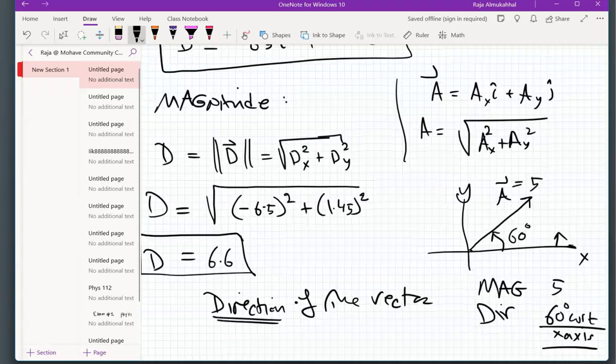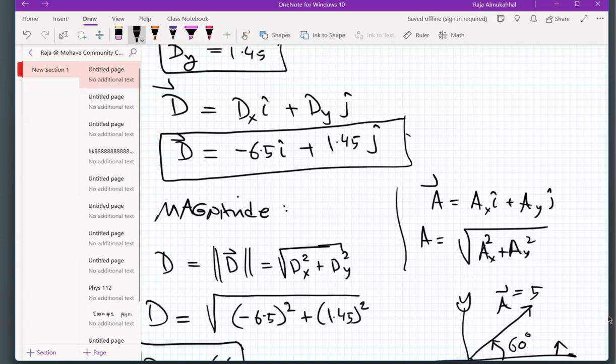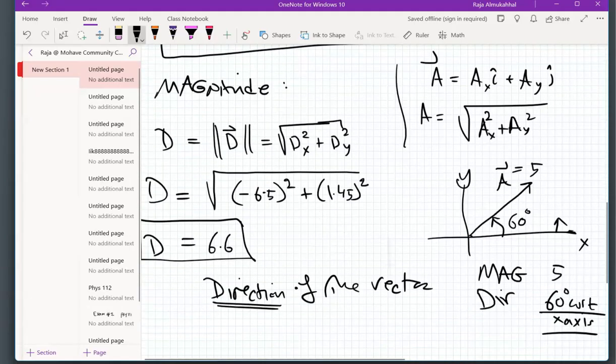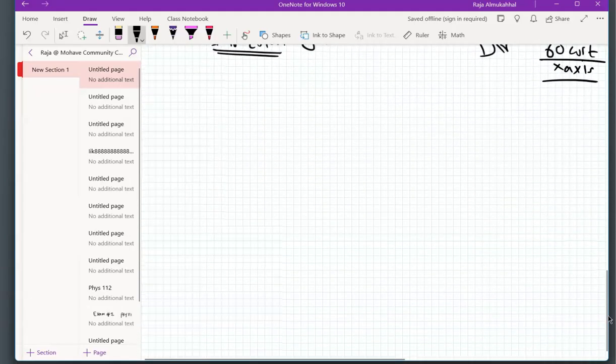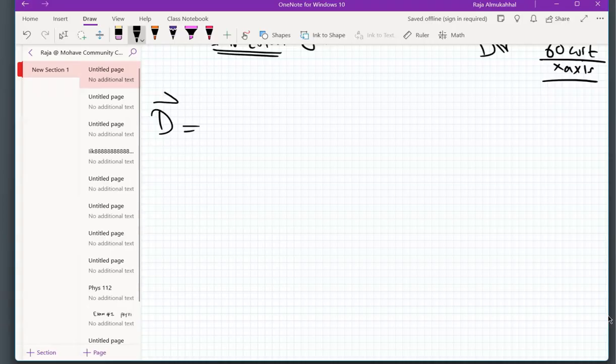So recall, our vector looks like this, here it is. I'm going to write it down again. Our vector equals negative 6.5 i plus 1.45 j, all right?